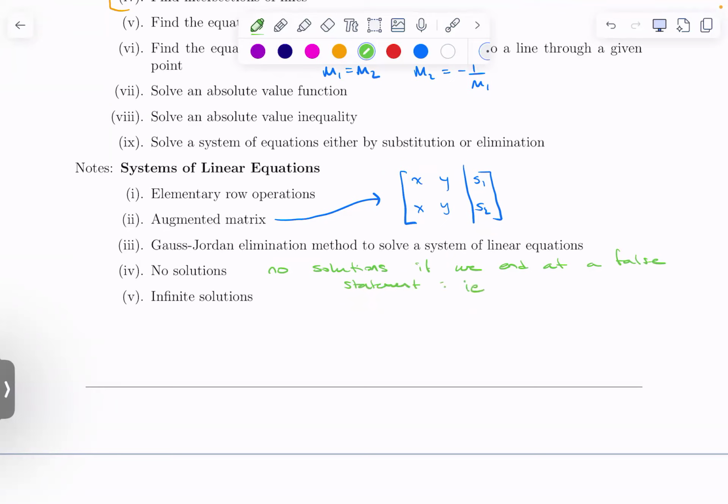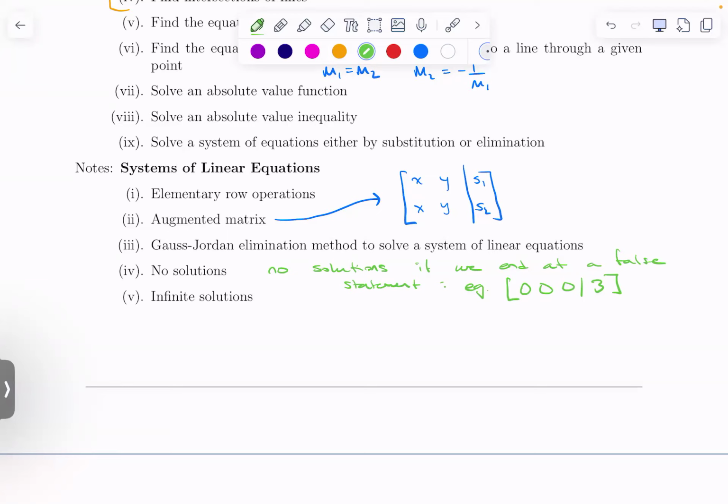For example, something like 0, 0, 0 equals 3. That's a false statement, because 0 times x plus 0 times y plus 0 times z can never equal 3, right? So that's false.